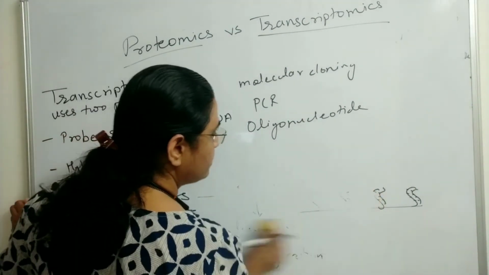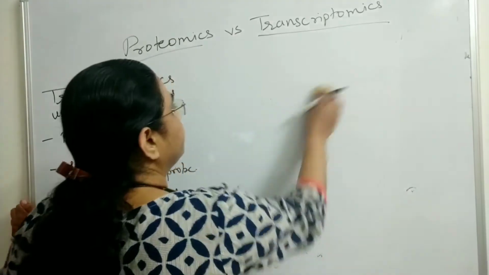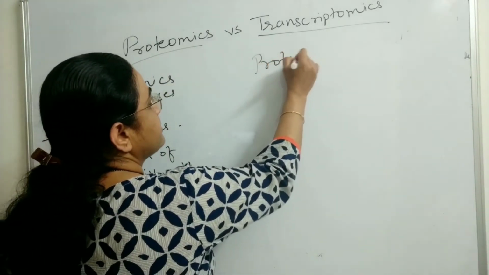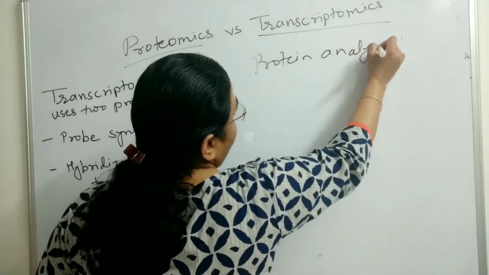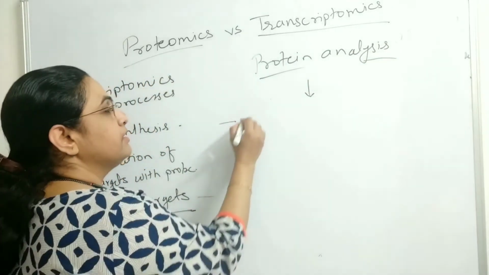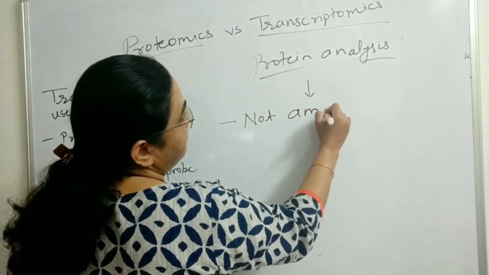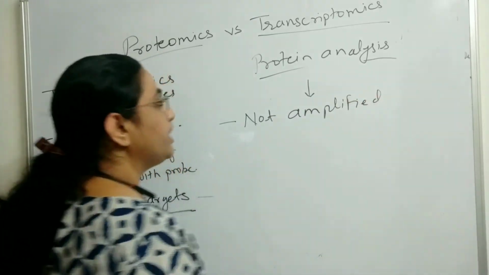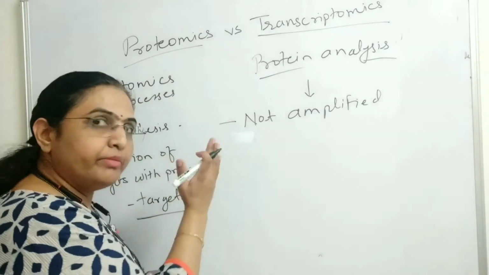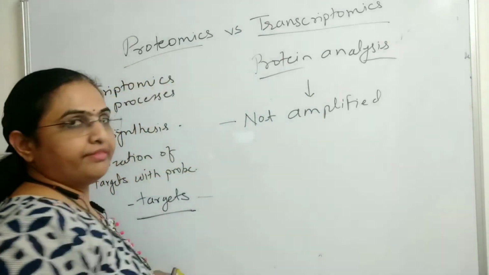Now going towards proteomics. When you look at proteomics, protein profiling, protein analysis, the proteins cannot be amplified. So proteins which are in a very low concentration may not get detected, because they are not amplified.